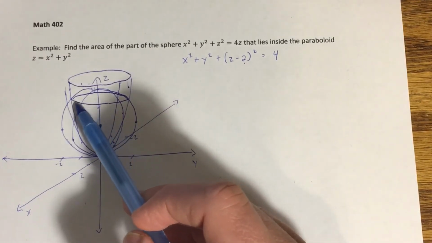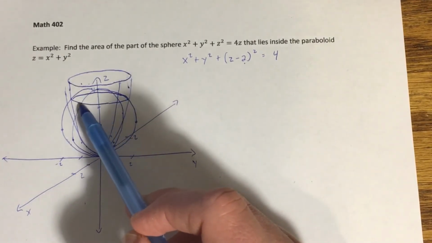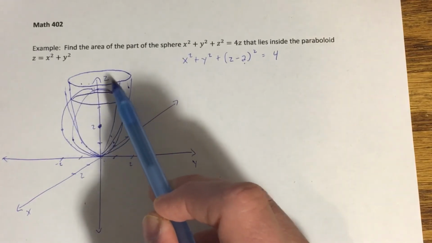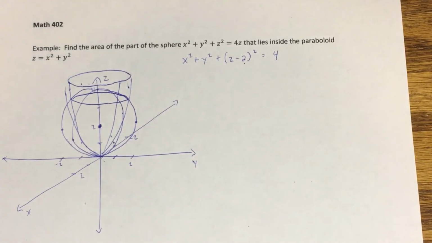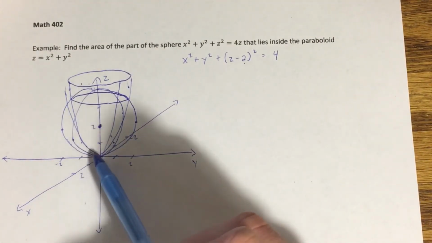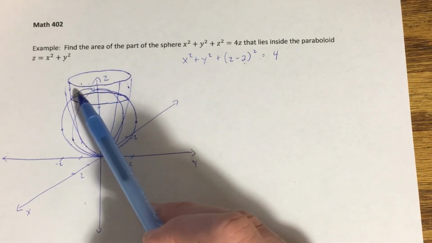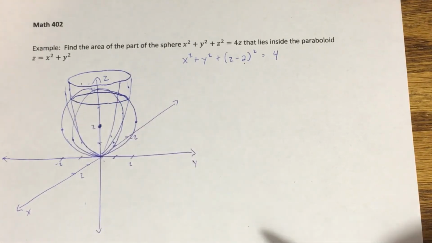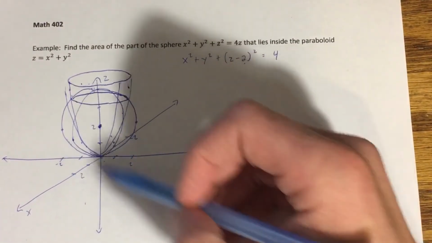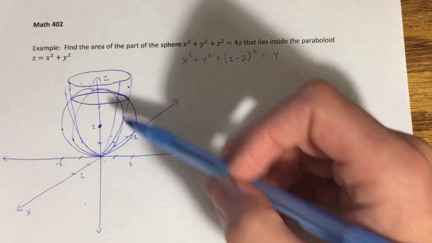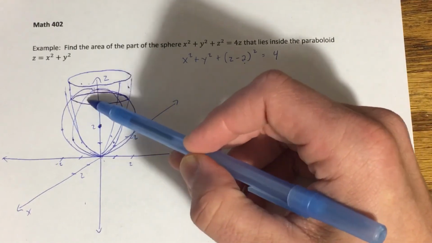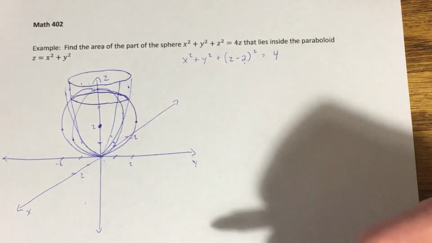Once we get past that curve of intersection right there, notice that there's like the top portion of this sphere that lies inside the paraboloid. That's what we're trying to find the surface area of. So this little cap, if you will, of that sphere that's inside this paraboloid. So in order to determine the region in the xy plane that we integrate over to determine that surface area, I want to figure out what this circle is up here and project it onto the xy plane.